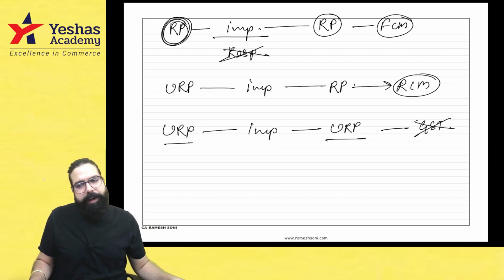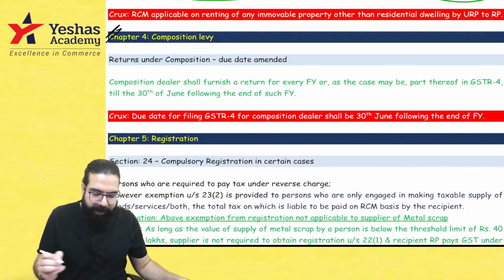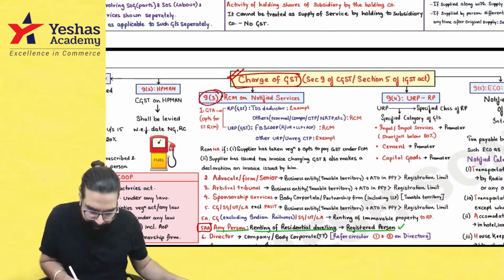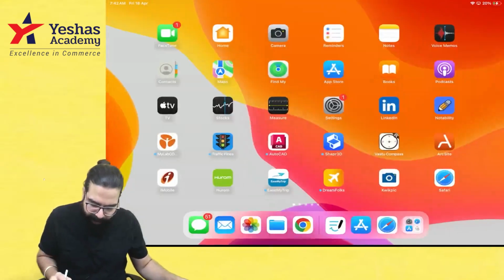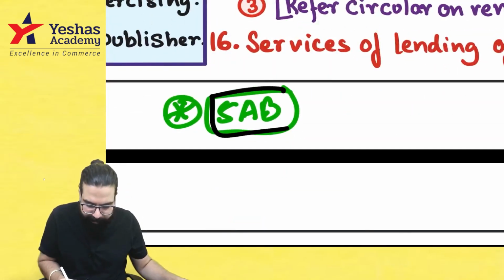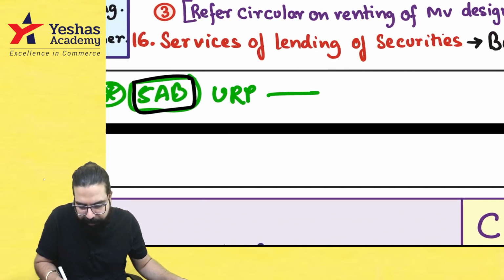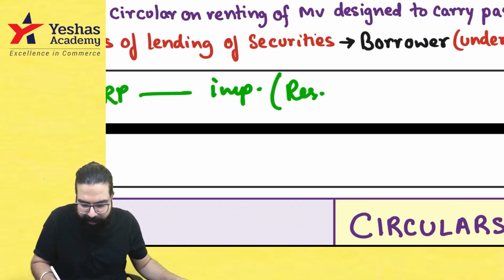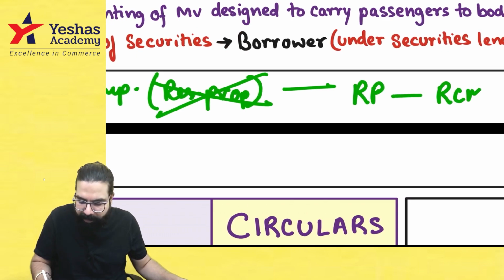Chalo, let's go ahead and get it started. Everyone over here now, we'll move to the next one, the composition wala. So the first chart where the amendment I have told you in 9.3, charge of GST, after 5AA, 5AB point has been written. Sir, what is the point telling? The point is telling that if there is an unregistered person who has rented immovable property which should not be residential property, and it is rented to a registered person, the registered person pays GST under RCM.